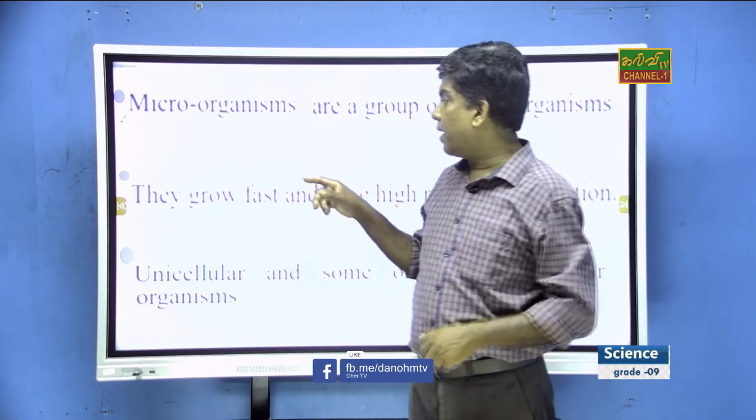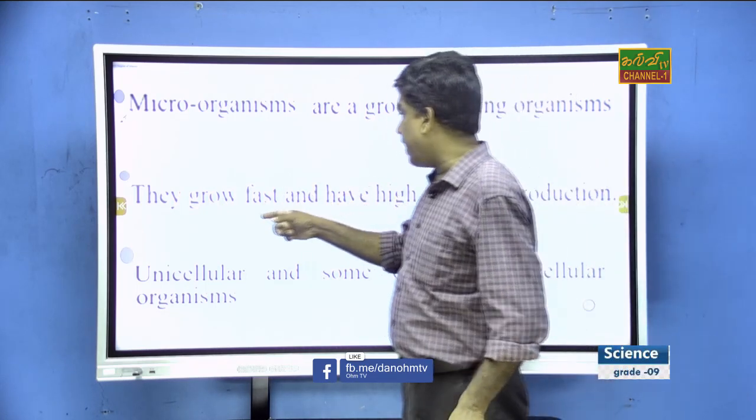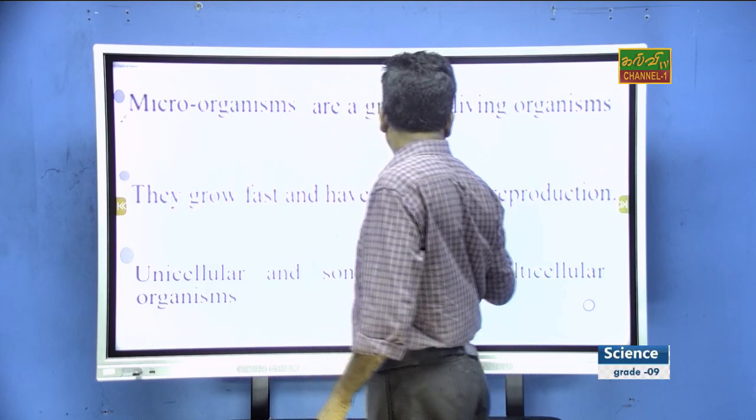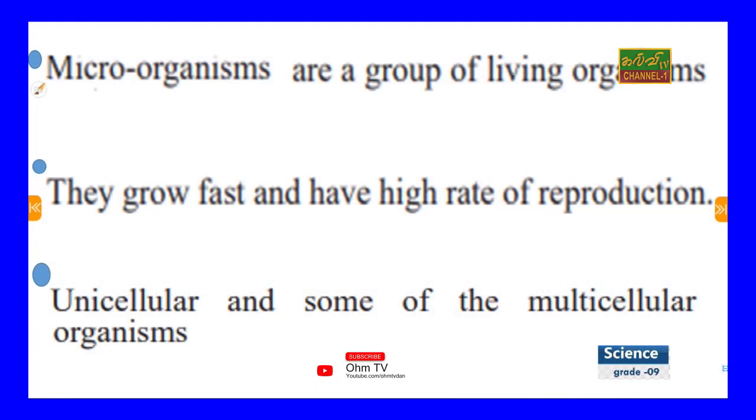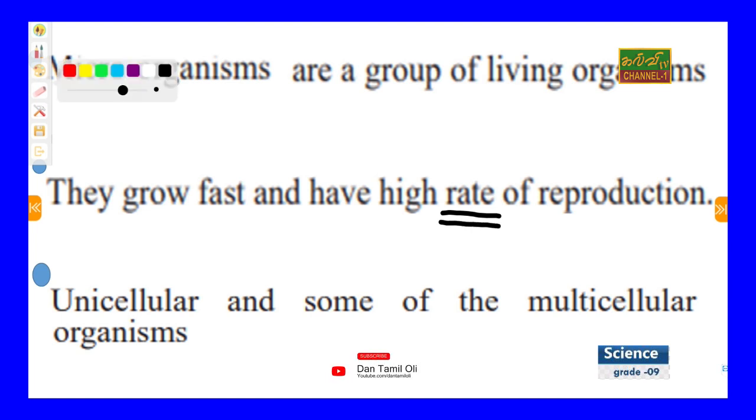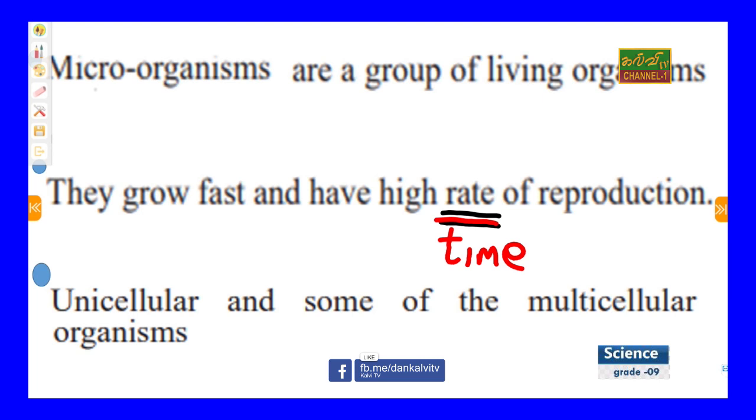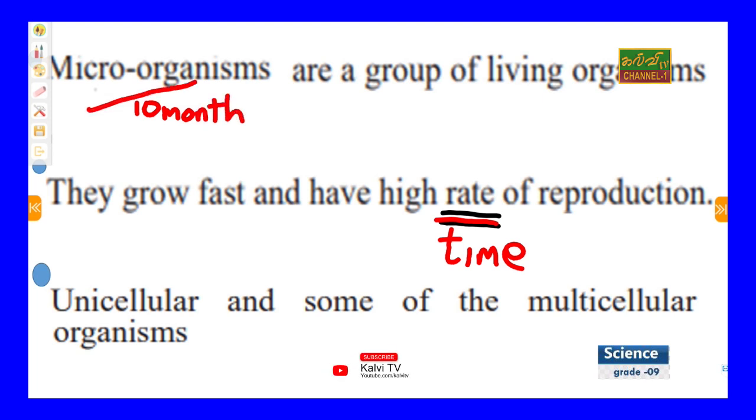So here on the screen you can see they grow fast and have a high rate of reproduction. High rate of reproduction is important. What is rate of reproduction? Rate means with time. Say, for example, for a human, at least 10 months for one human.